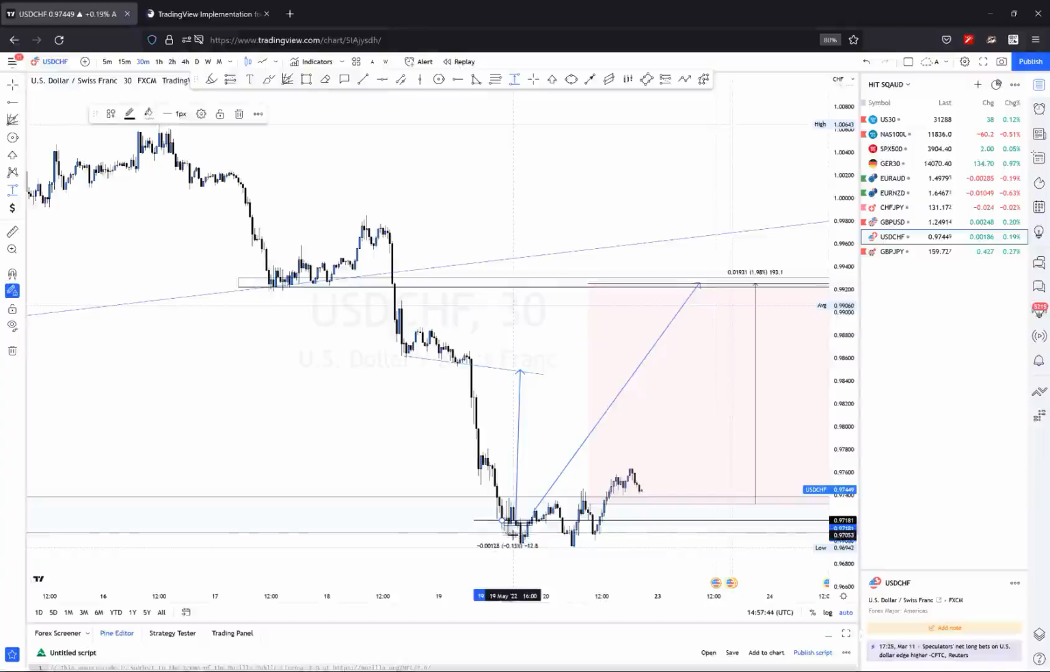I had minus 13 pips. So price wicked it, came back, tested the level, and pushed to the upside. So we lost 13 pips on this, but we'll keep an eye on this for a potential reversal.